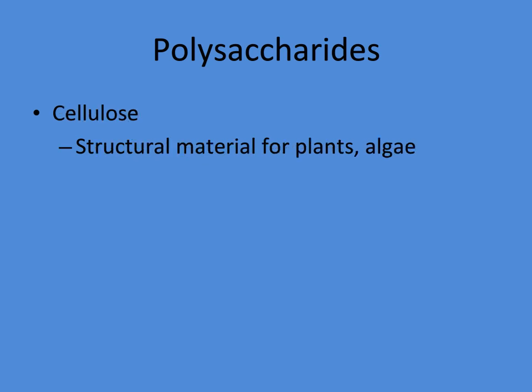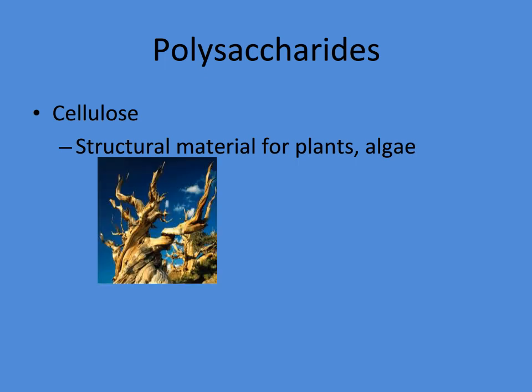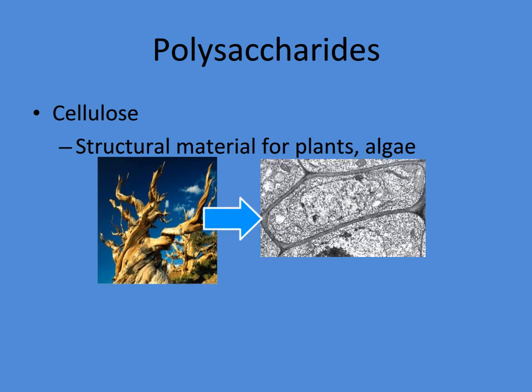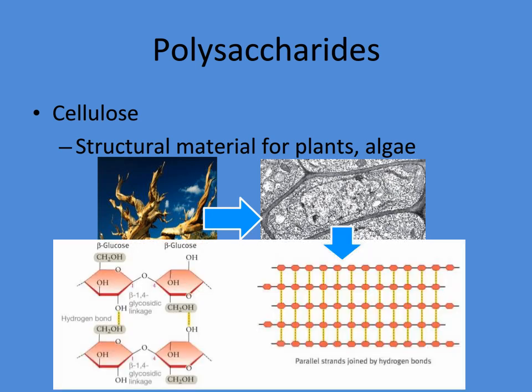Cellulose is the polysaccharide plants form for structural purposes. If we look at a plant, its cells are surrounded by a tough cell wall. A major component of cell walls is cellulose, which consists of glucose joined by beta-1,4-glycosidic linkages. These long, straight chains are further joined by hydrogen bonds to make cellulose a very strong, stable building material.